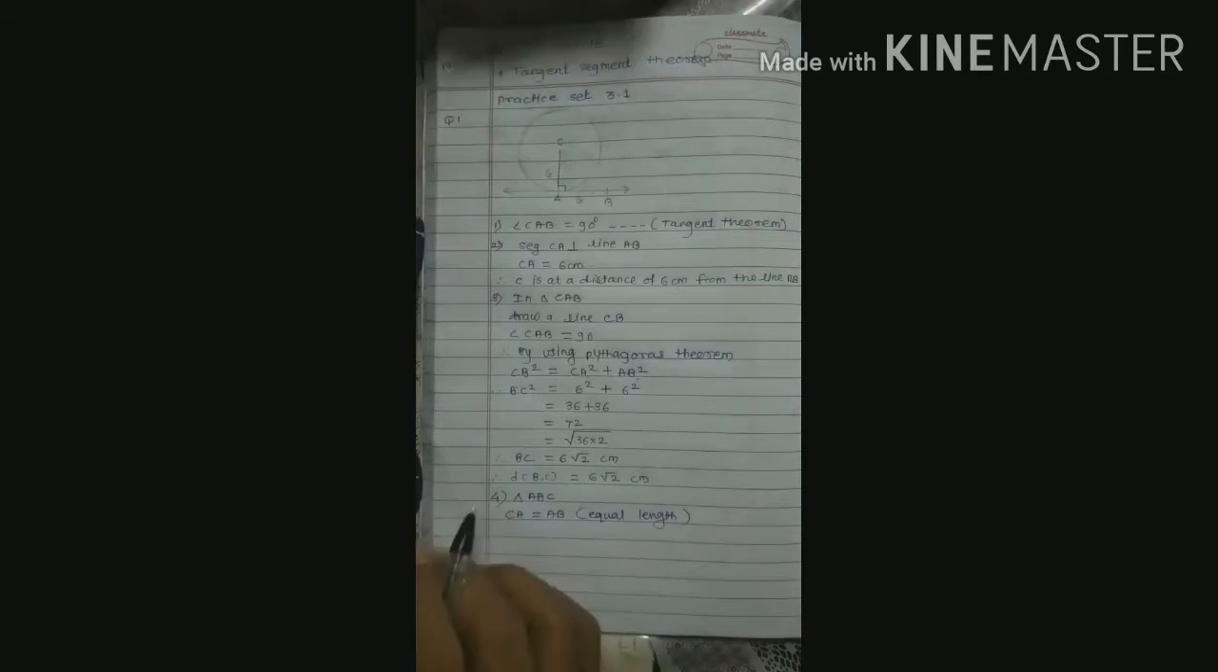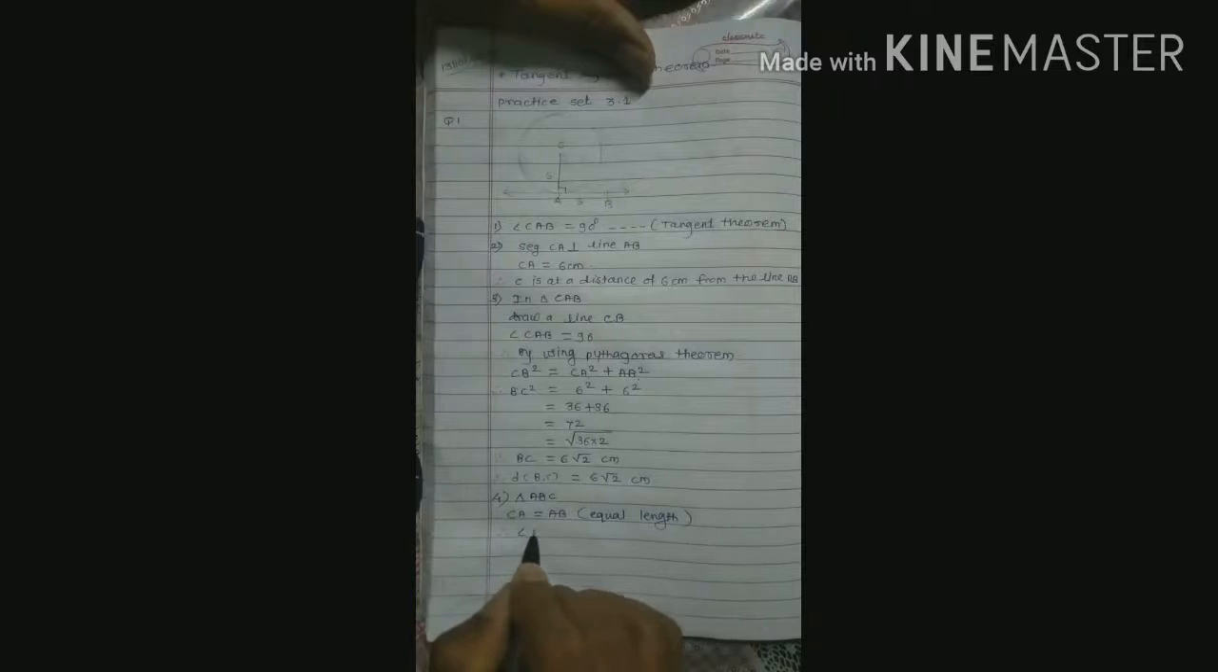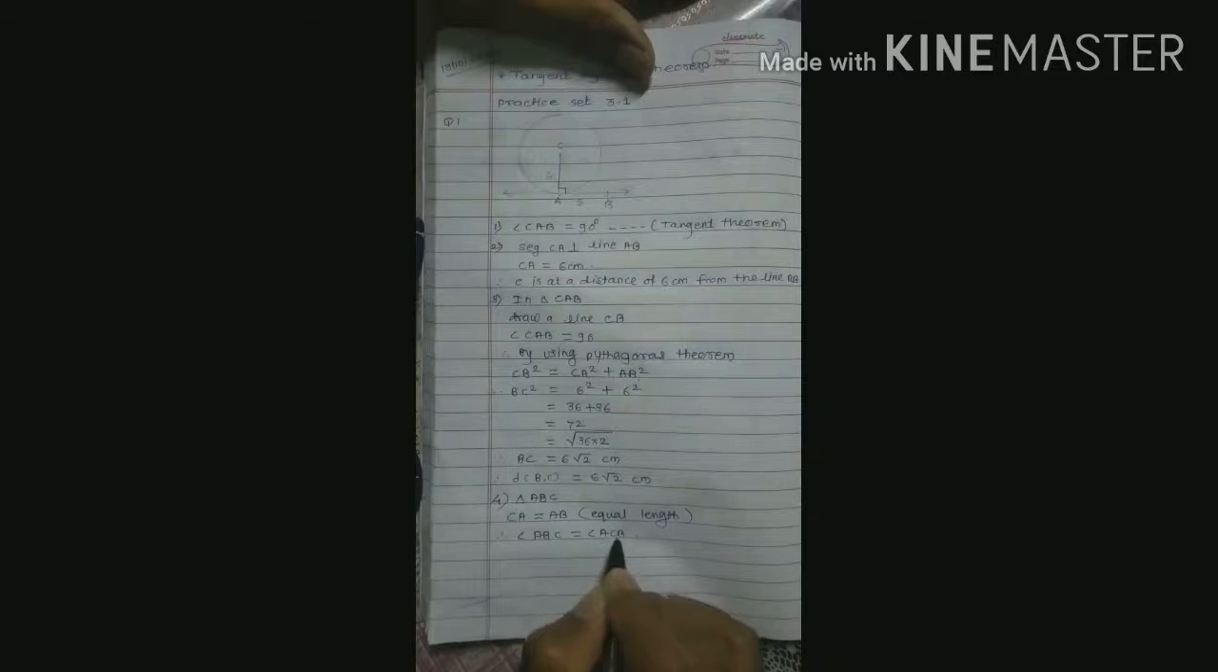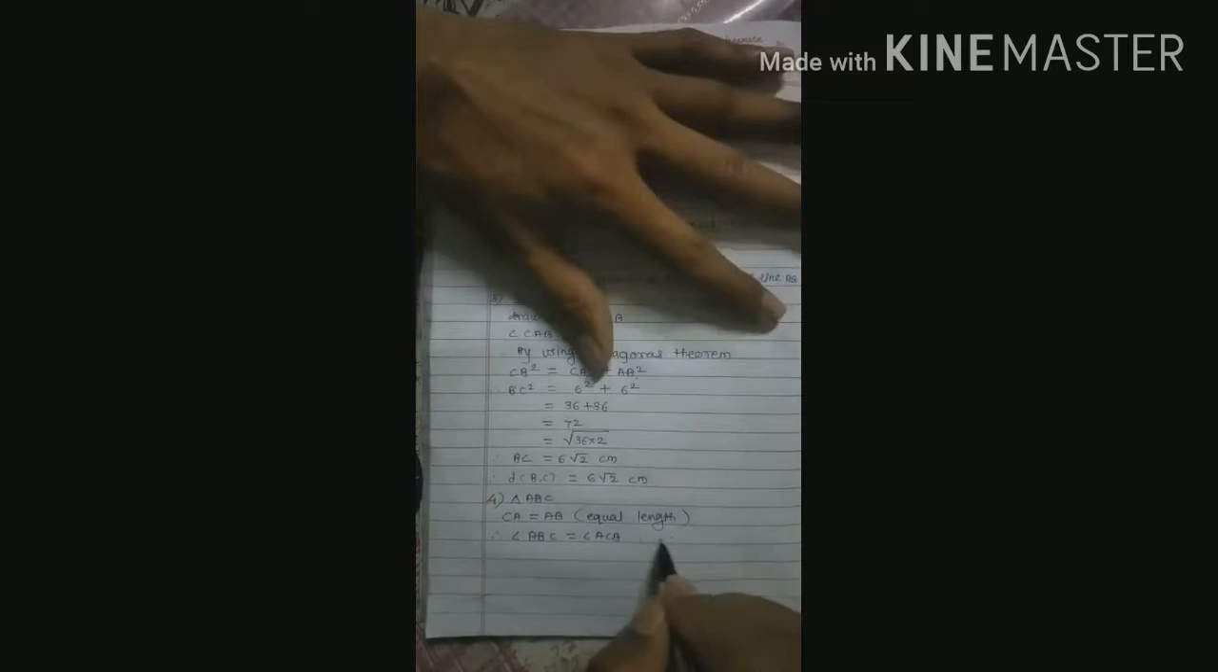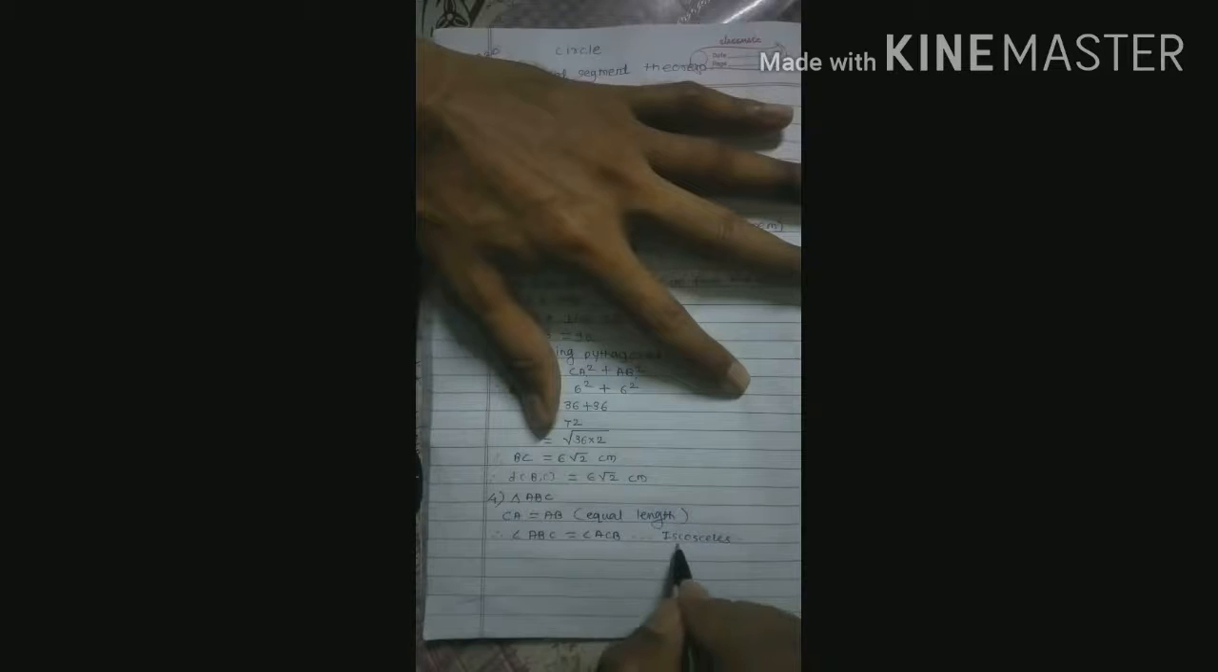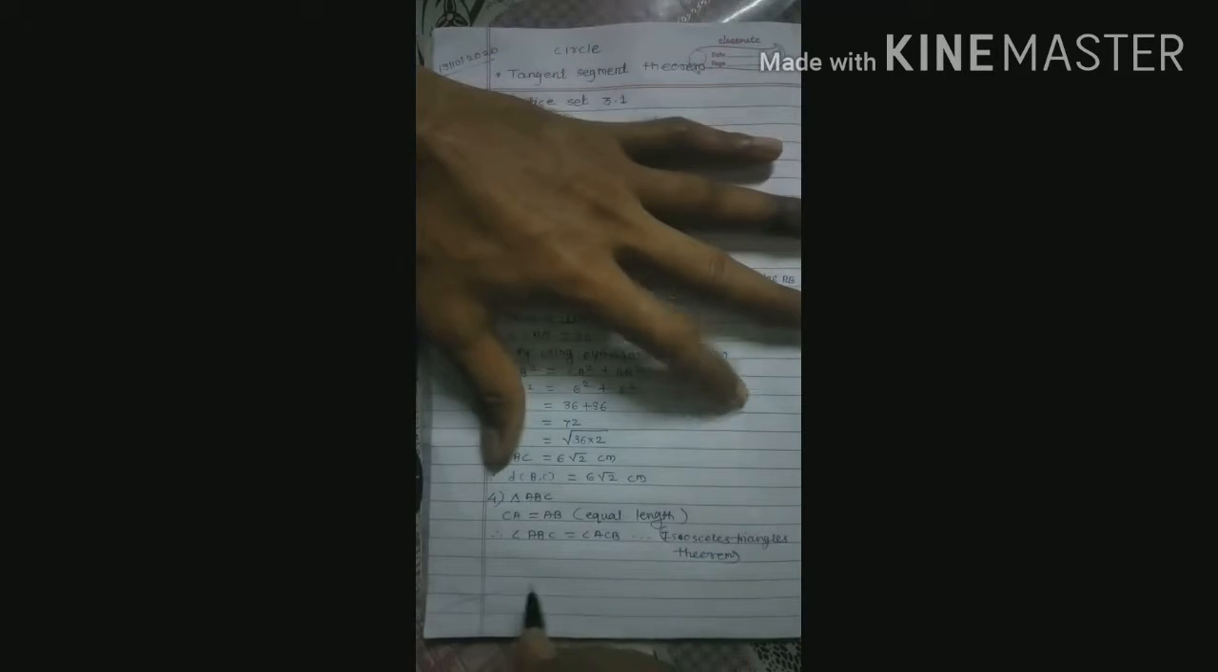Then therefore angle ABC is equal to angle ACB. It is also known as the isosceles triangle theorem.